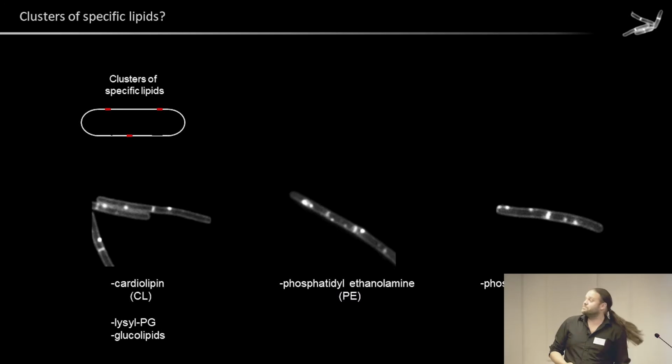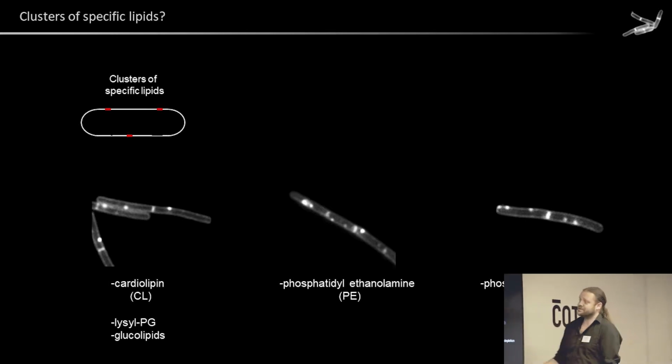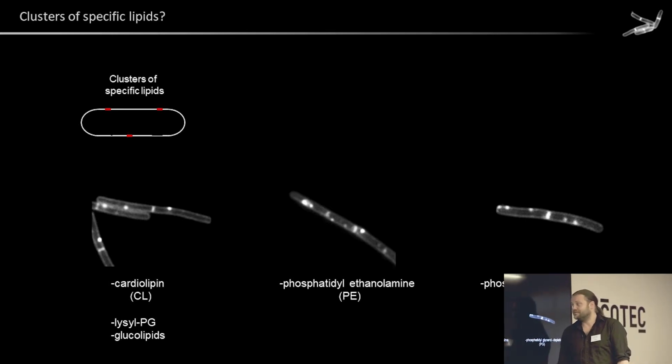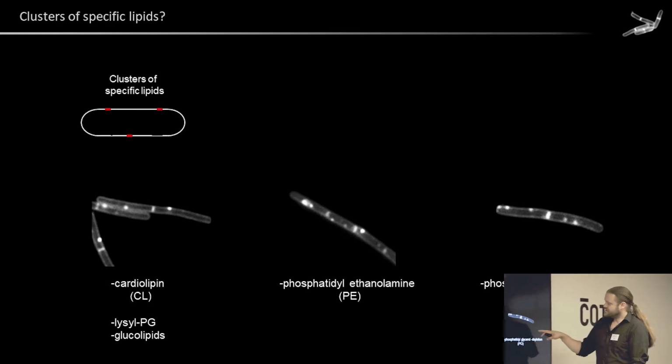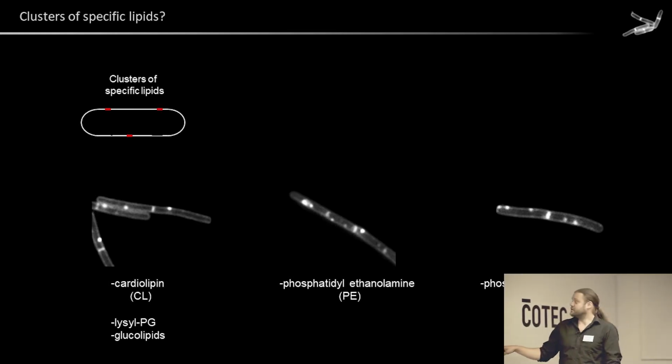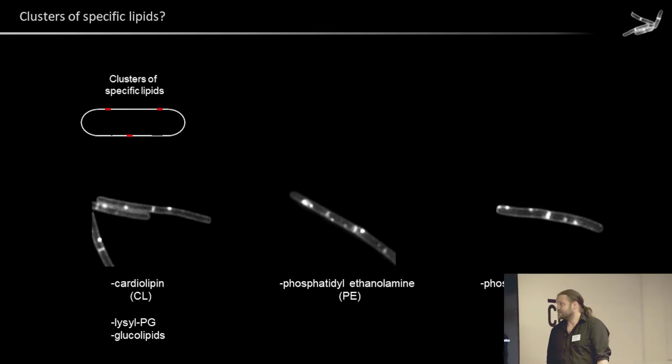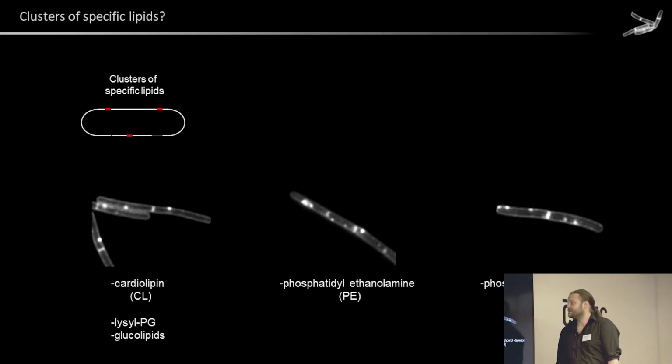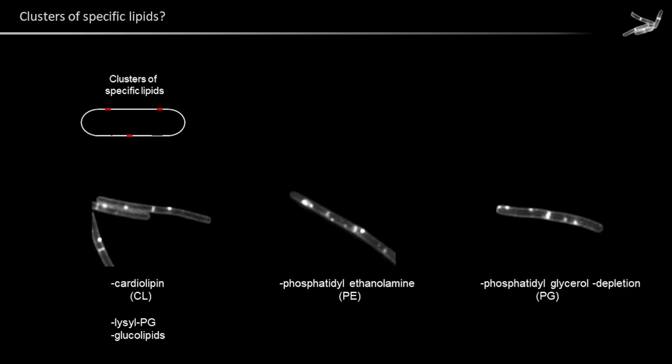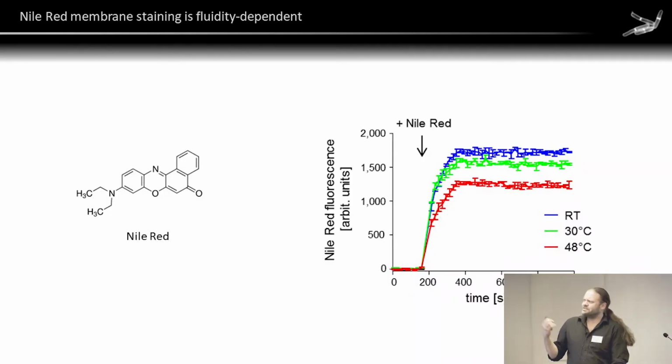So what could these be? Again, we tested cardiolipin, using strains that don't produce cardiolipin. Phosphatidylethanolamine is also not essential in Bacillus. We could delete the synthase, and the foci are still formed. Phosphatidylglycerol is essential, so we could deplete it. We still had no quantitative difference in the foci emerging. Lysyl-PG and glycolipids, we also got rid of them, and the foci are still emerging. It doesn't really look like the foci care much about the head groups. But we still see this with Nile red.